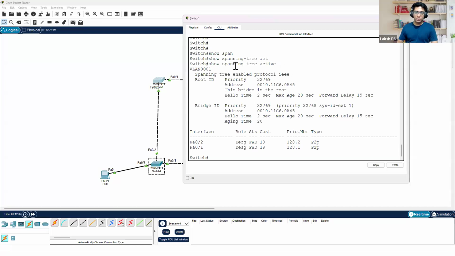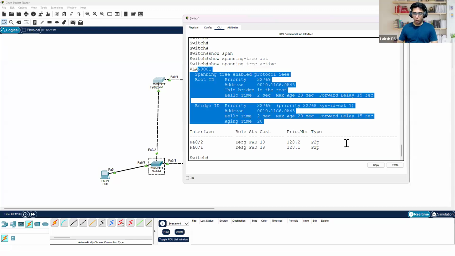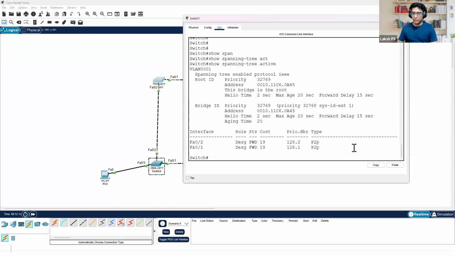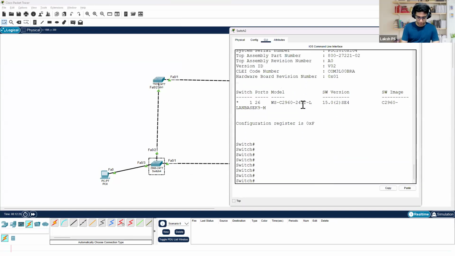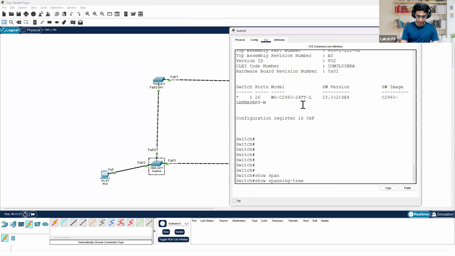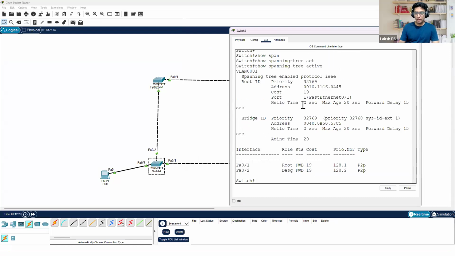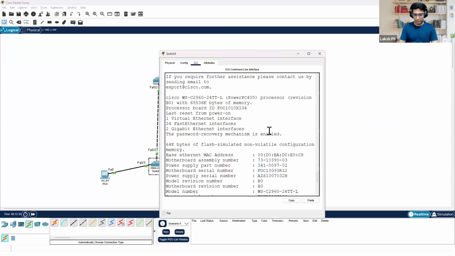When I do a show spanning tree active, let's leave all these details for now. Just concentrate on one thing, that is 32768 over here, which is the priority. We know that this is the default priority of a Cisco switch. Show spanning tree active. You can see again the default priority is 32768.